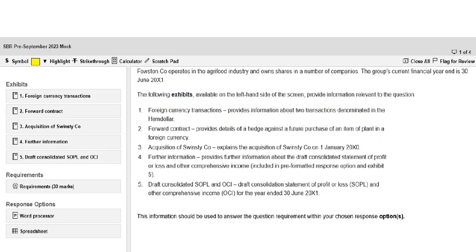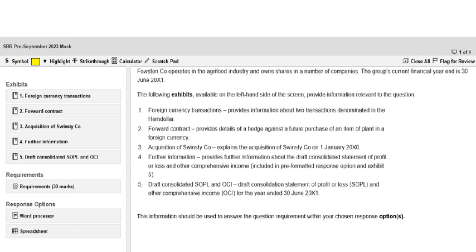Good evening and welcome to this September 2023 mock exam for SBR. So I'm going to be taking you through this question which covers the new changes in SBR where you are required to present some of your answers in Excel spreadsheets.